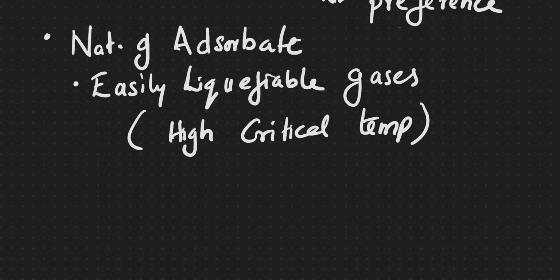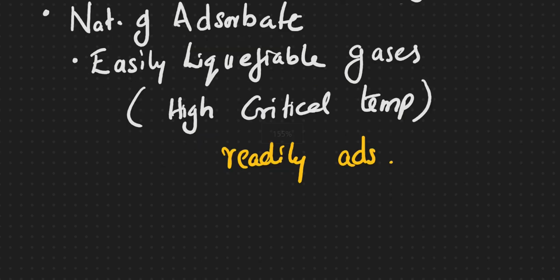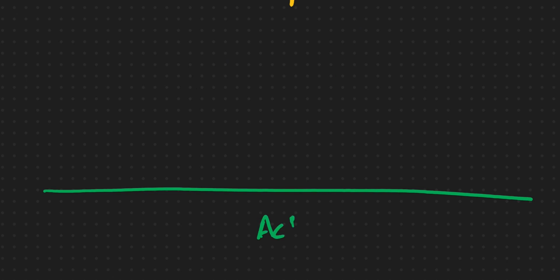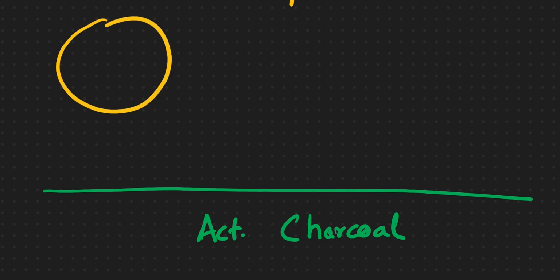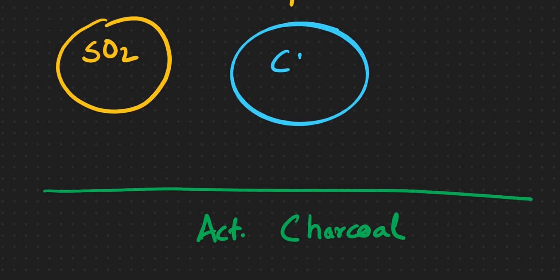Okay, easily liquefiable gases readily adsorb on the adsorbent. The adsorption takes place very readily. So let's see some examples for this. Consider activated charcoal, activated carbon, and consider the gas molecules SO2, methane, hydrogen.